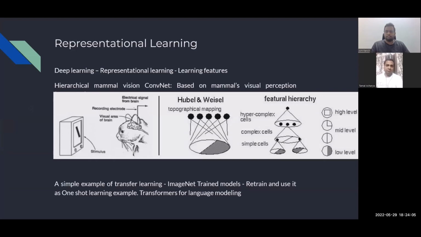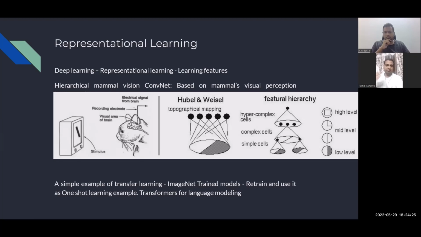Yeah, so the first question we get asked when talking about deep learning is how deep learning understands the features. That's where representational learning comes in. It is learning the features, and learning the right set of features. It's not like learning anything.